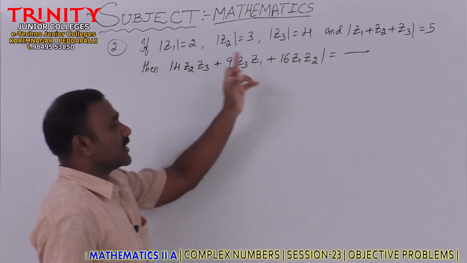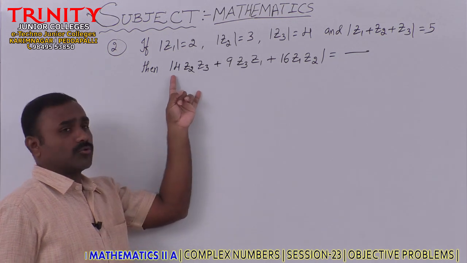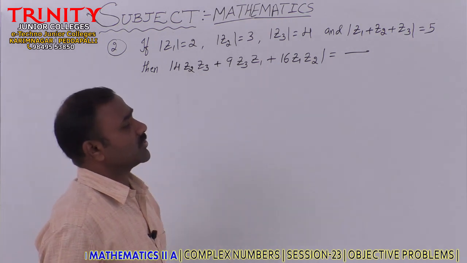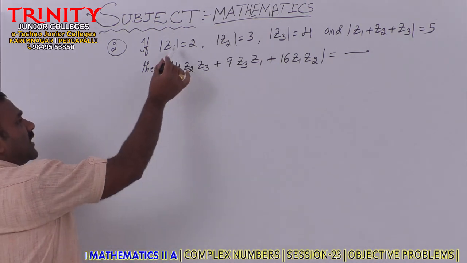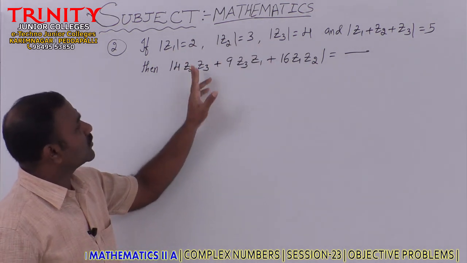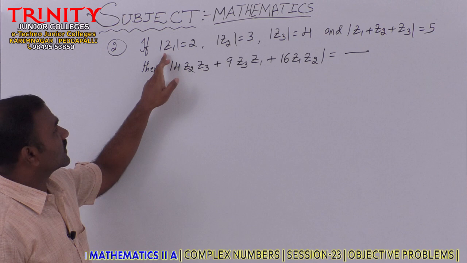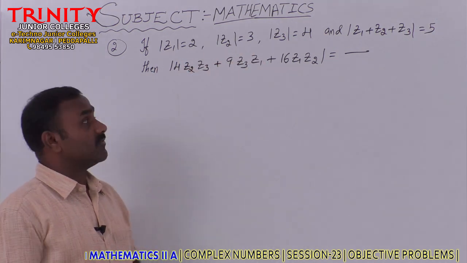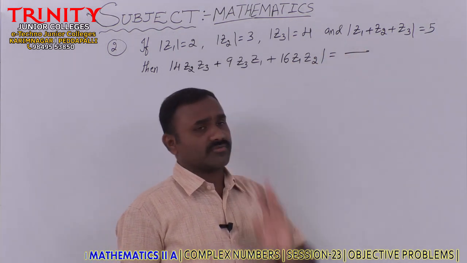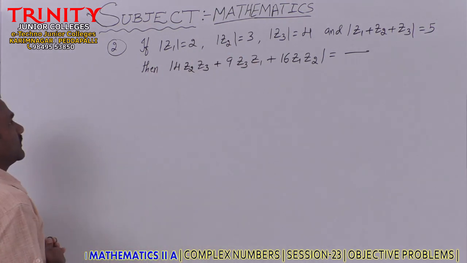By using these conditions, he was asking to calculate the value of modulus of 4 z2 z3 plus 9 z3 z1 plus 16 z1 z2. If we know the complex numbers z1, z2, z3 individually, then by replacing those values here we will get its value. But here we don't have the complex numbers z1, z2, z3. Their moduli are given, and the modulus of the sum is also given. By using these conditions, we have to calculate this.